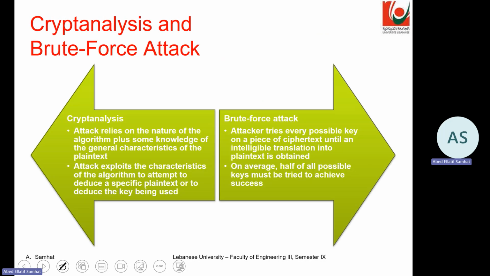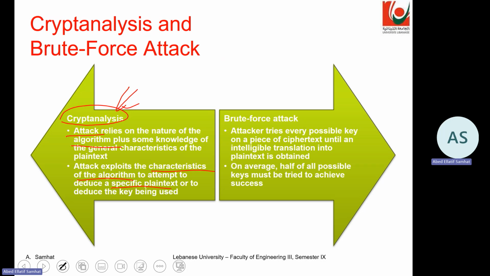So if we want to go into details, as we said, cryptanalysis is a kind of attack that relies on the nature of the algorithm in order to recover the plain text. So they try to exploit the characteristics of the algorithm to try to deduce a specific plain text. For example, if we have a specific plain text with zeros or with ones, or if you know that there is a specific pattern in the text, so they try to take into consideration the characteristics of the algorithm in order to deduce some plain text. But this is what we call the cryptanalysis.